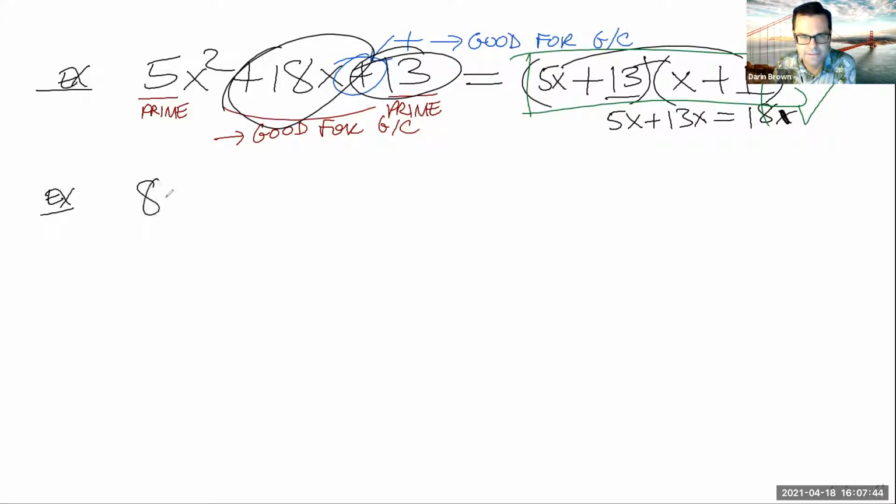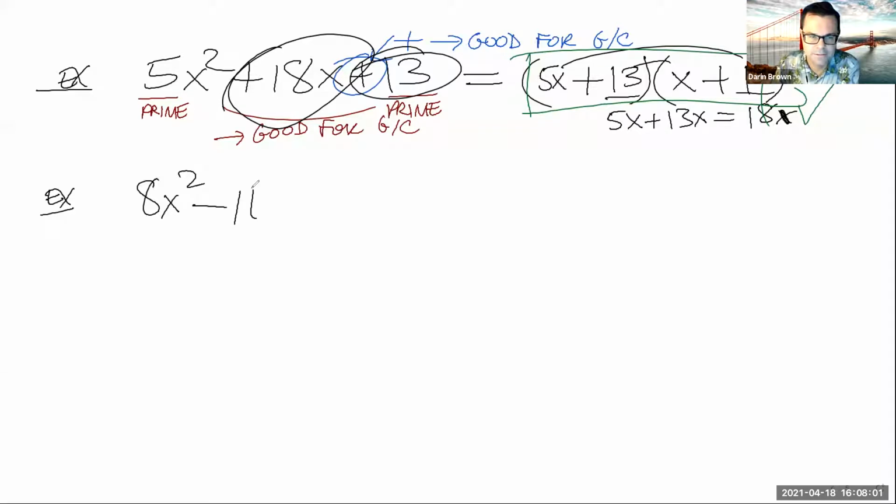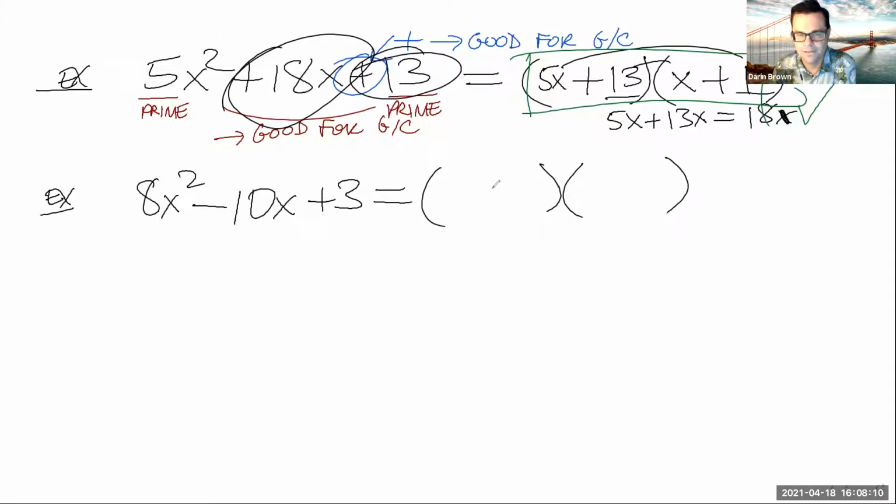So is this 8x squared minus 10x plus 3? Sorry about that. Minus 10x plus 3. Okay, so again, put in everything that you know you can put in here. I know it's got to be plus minus. Actually, that's all that I know so far. Sorry, it's got to be minus minus. And then 3 only factors as 3 and 1. So this has got to be 3 and 1.